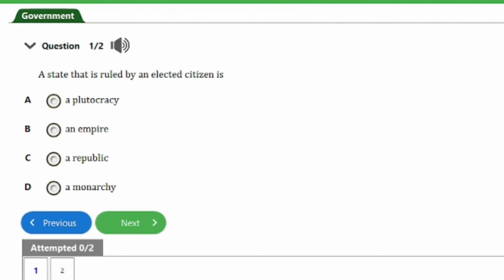Question number 1 says, a state that is ruled by an elected citizen is A, plutocracy, B, an empire, C, a republic, D, a monarchy. So guys, the answer to this question is option C, that's republic. So that's a republic here.